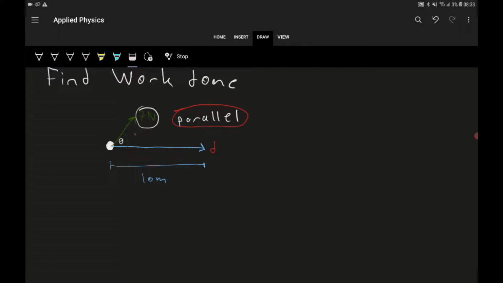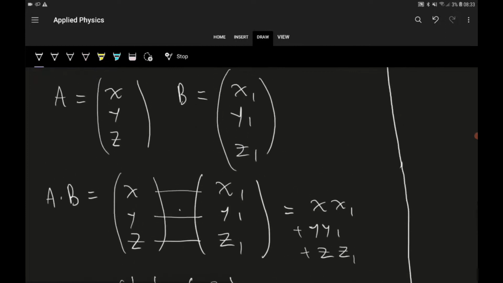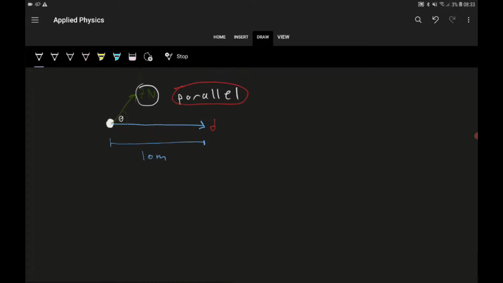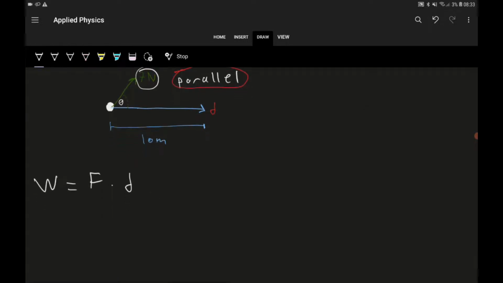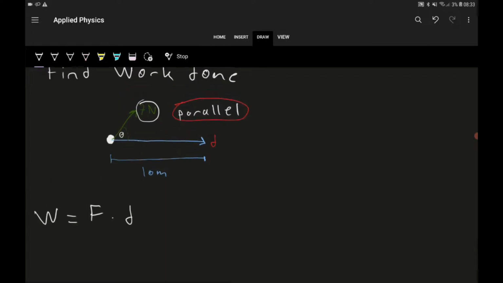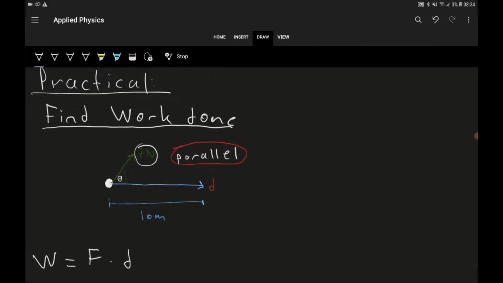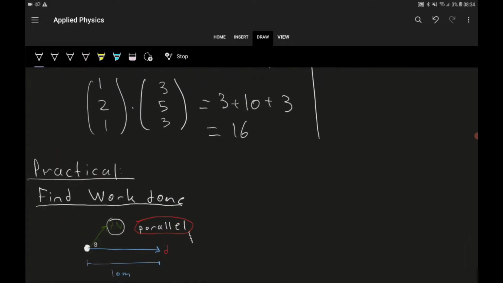But the power we have bestowed upon us through the knowledge of dot products is simply, we can apply the dot product here. We can say that this force dot this displacement would be the work done. Very, very simple stuff. And that's how we'd use a dot product. This is one application of a dot product. I'm sure you can think of all the other places where the distance or the displacement is parallel to the force, or some other scenario.